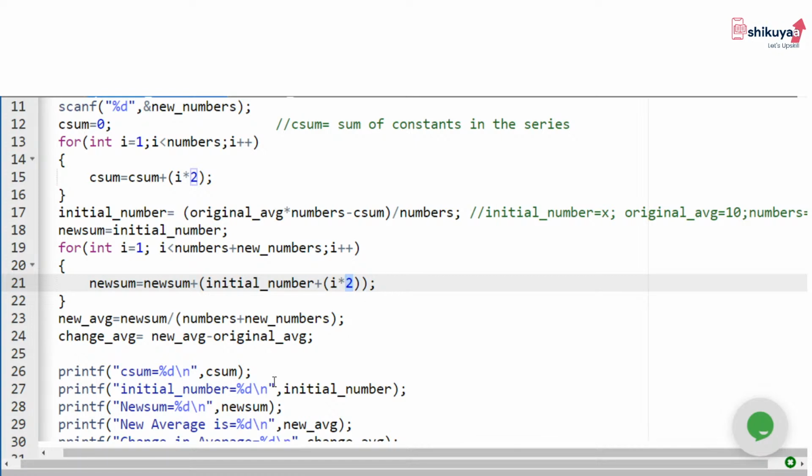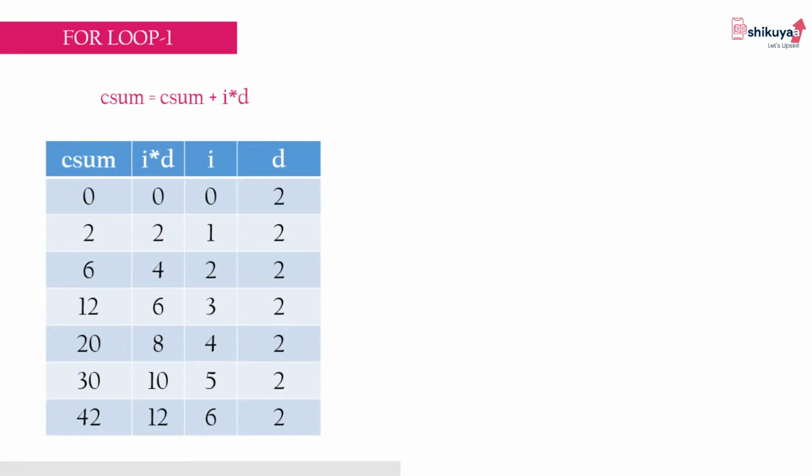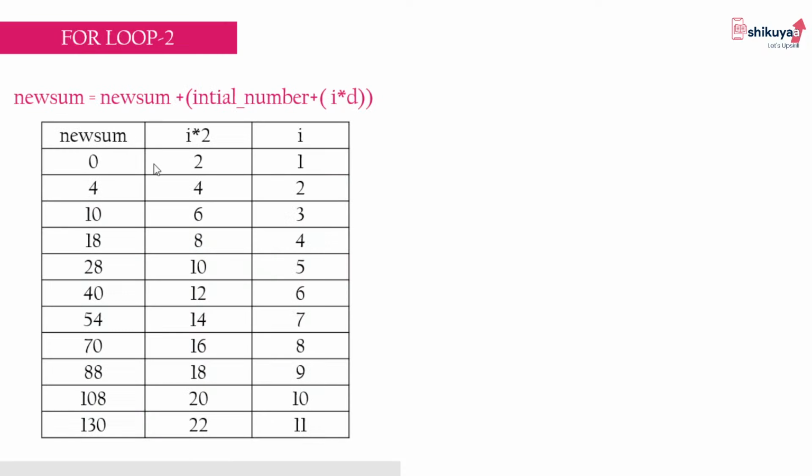So let us go back to the slideshow where I have given a table, so that will really help you to understand how the values of new sum are changing, correct? So look at this slide now. This is new sum is equal to new sum plus initial number plus I into d. So what is happening now? Initially when I was 1, the new sum was 0, but we are going to start our addition from here, that is from 4. So when I becomes 2, in the next term the addition becomes 4. Next, when I is 3, I into 2 is 6, correct?